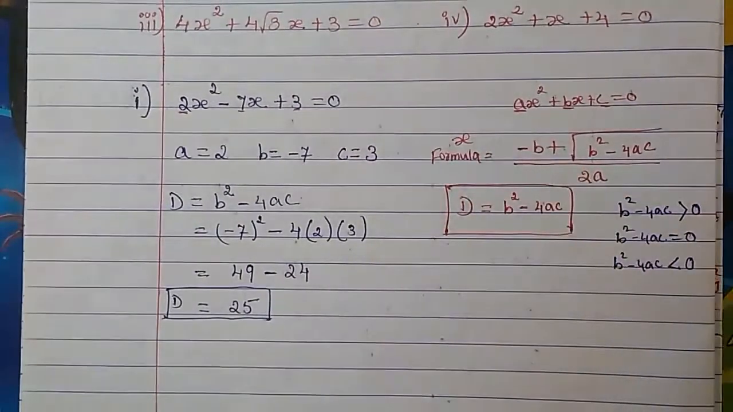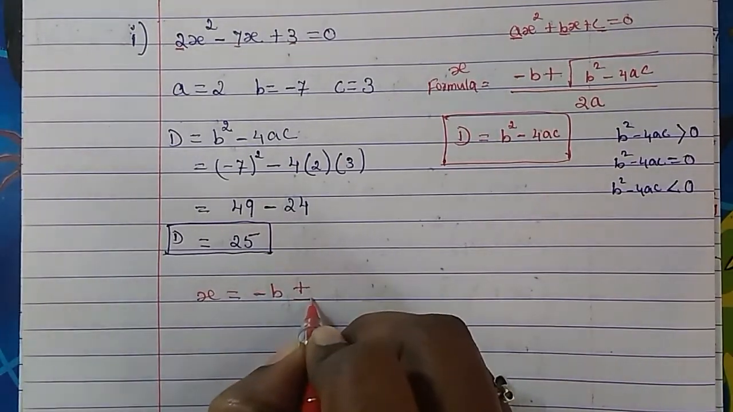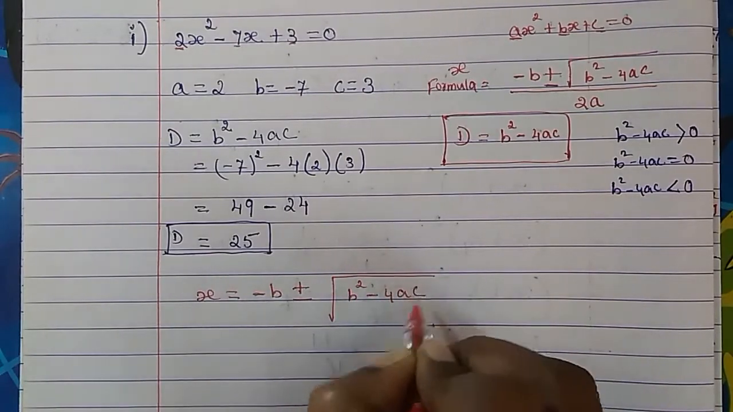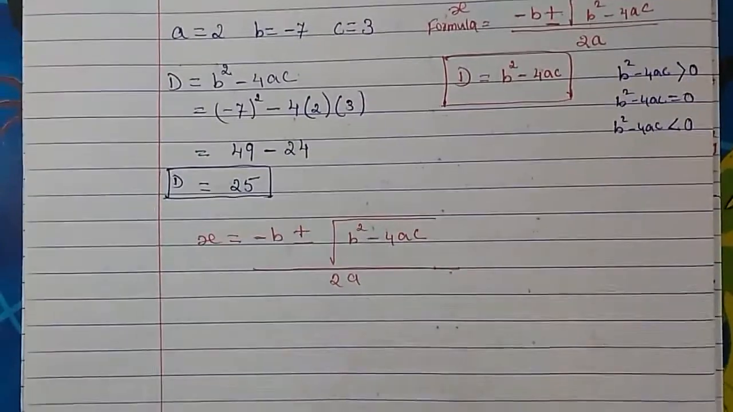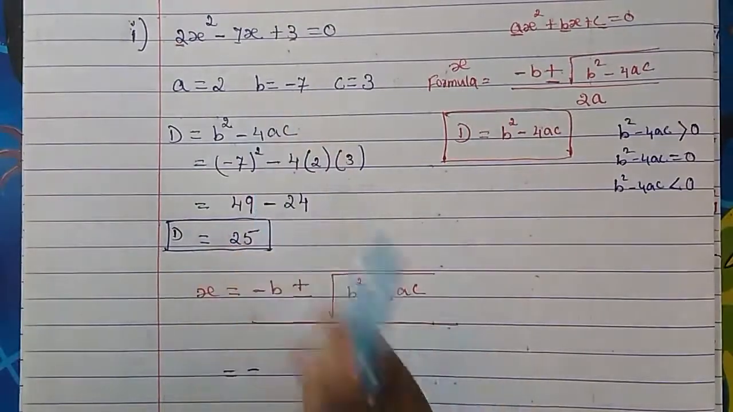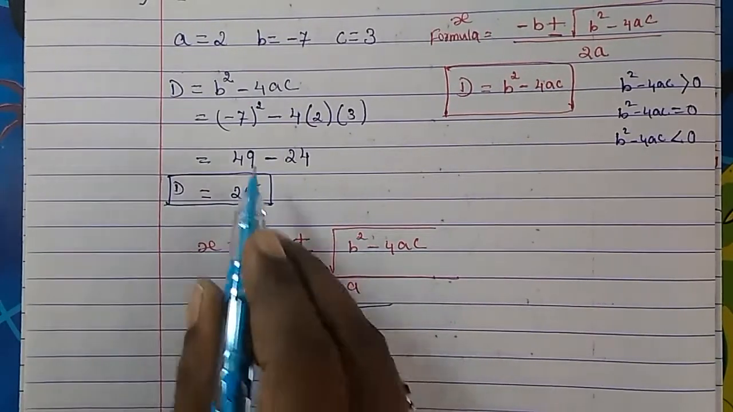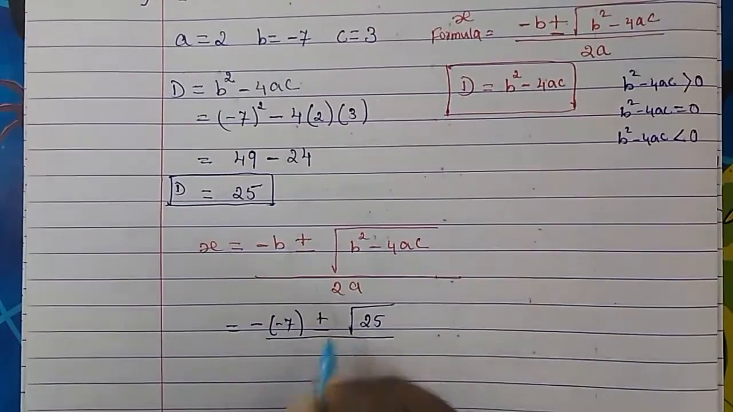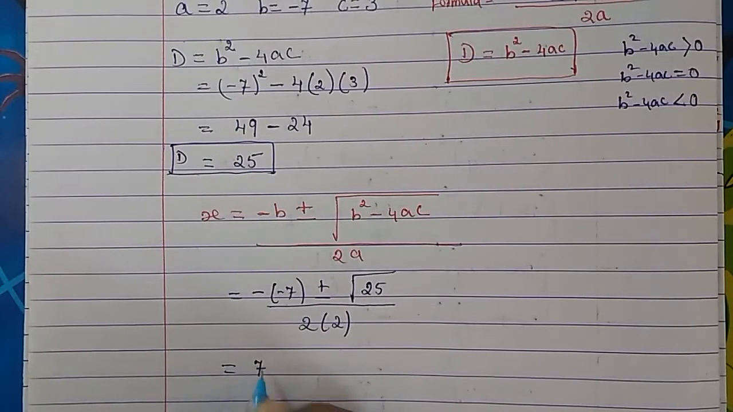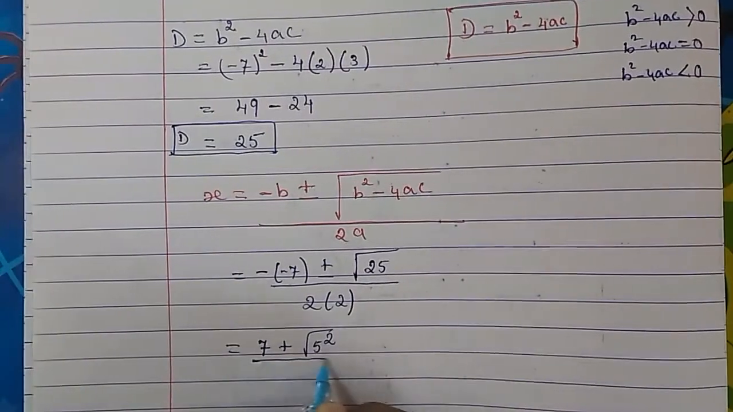Now just put it in the formula. The quadratic formula is x equal to minus B plus or minus root B square minus 4AC upon 2A. So just put the values now. Minus, your B value is minus 7, so B is minus 7, plus or minus root. We already know this value, that is 25, upon 2, the A value is 2. So minus into minus becomes plus 7, plus or minus root 25. Can we write 5 square? 5 square is 25. Then 2 2s are 4.